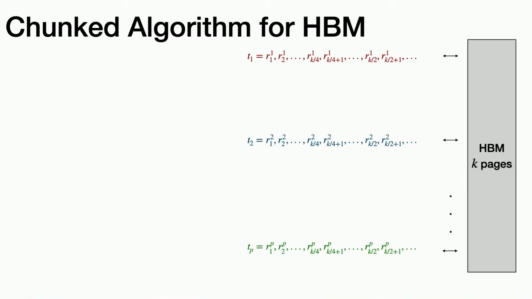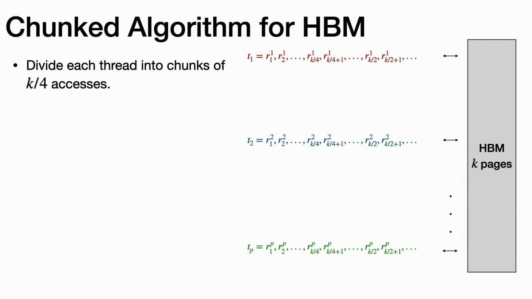So let me talk just briefly about how the reduction works. Now let's forget about processors for a minute and go back to HBM. So we have an HBM with K pages. We have P threads, which are going to try to access this HBM. And instead of doing something normal, what we're going to do is divide the accesses into chunks.